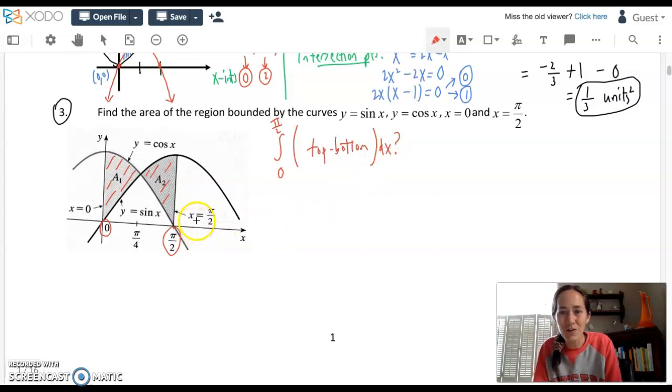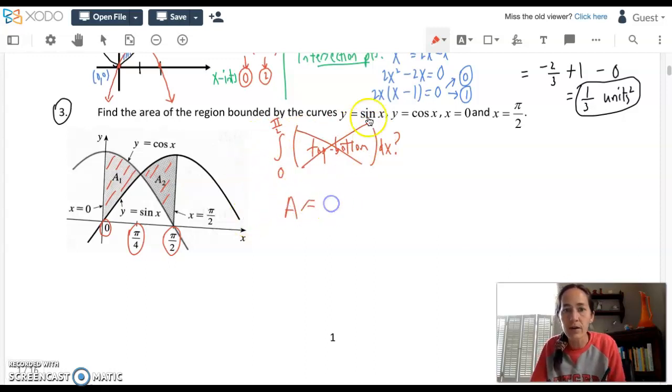Well, is one function always bounding the region from the top? And the answer is no. The functions crisscross at the point x equals pi over 4. So at one point, cosine's the top function, and then they flip-flop, so it becomes the bottom. So there's no way to calculate this as one definite integral. Instead, we'll find this area. I'll put A equals again for area.